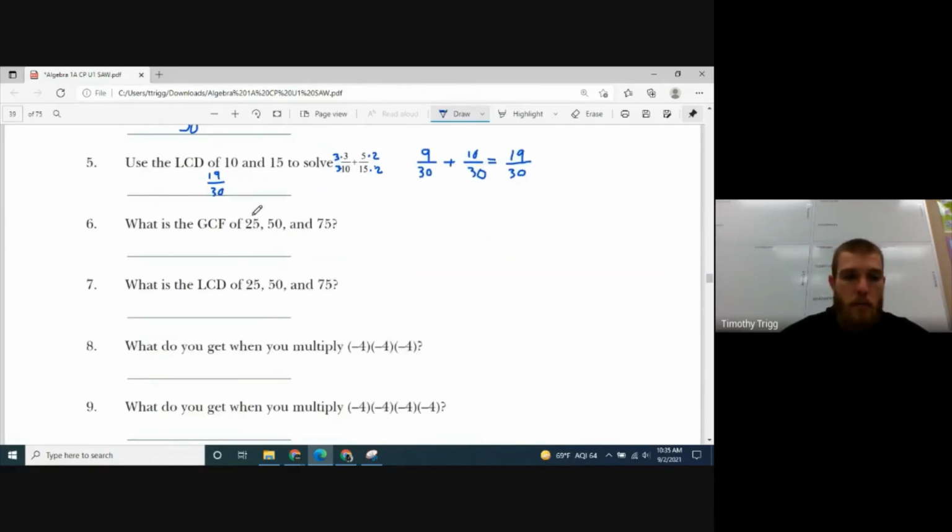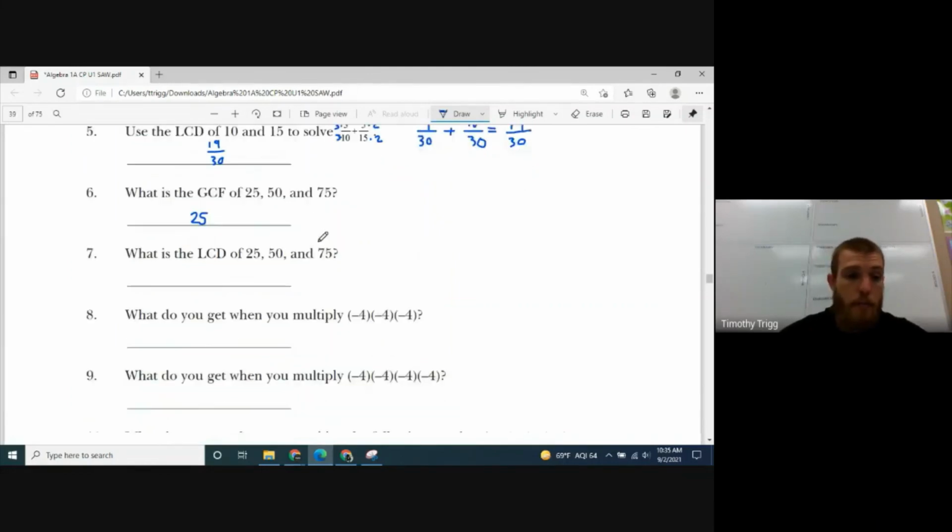What's the greatest common factor between 25, 50, and 75? Well, in this case, it's 25. 25 divides 25, 25 divides 50, 25 divides 75.